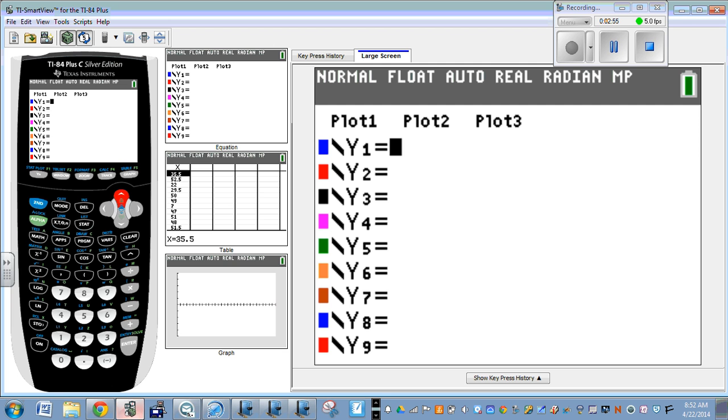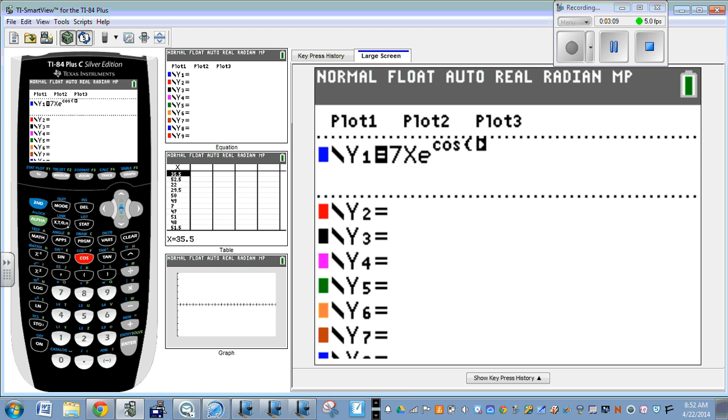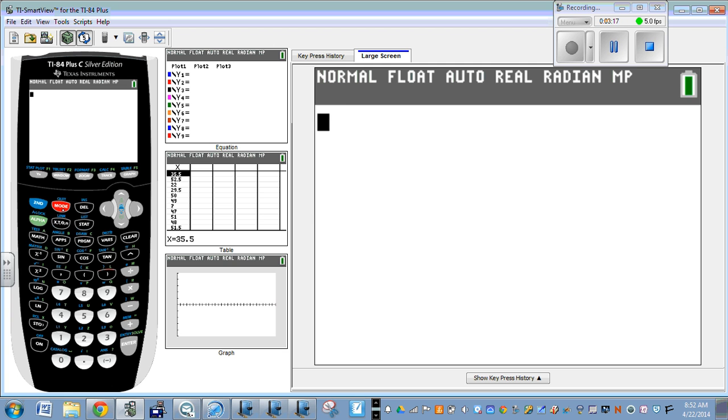So here, I'm going to go ahead and put y sub 1. I'm going to put our function in there because we're going to use it a few times here: 7x times e to the cosine of x. Remember, you want to be in radian mode for the whole AP test. And I'm going to leave that in for y sub 1 so I can use it and do some different things with it. May need to look at its graph or do other stuff.